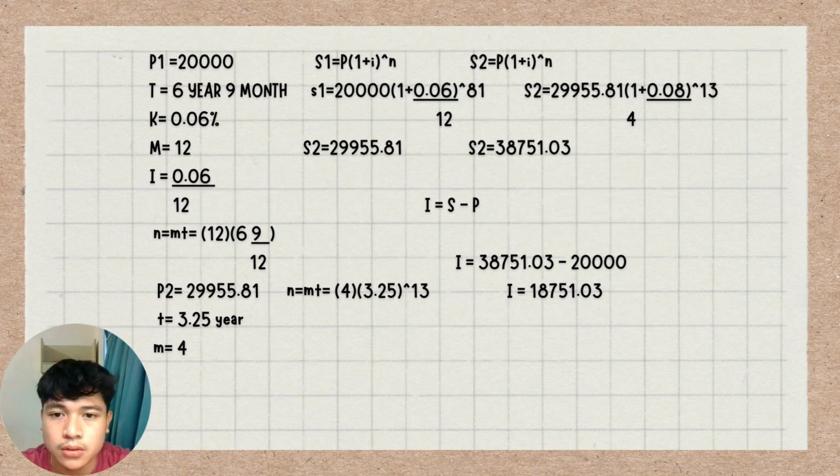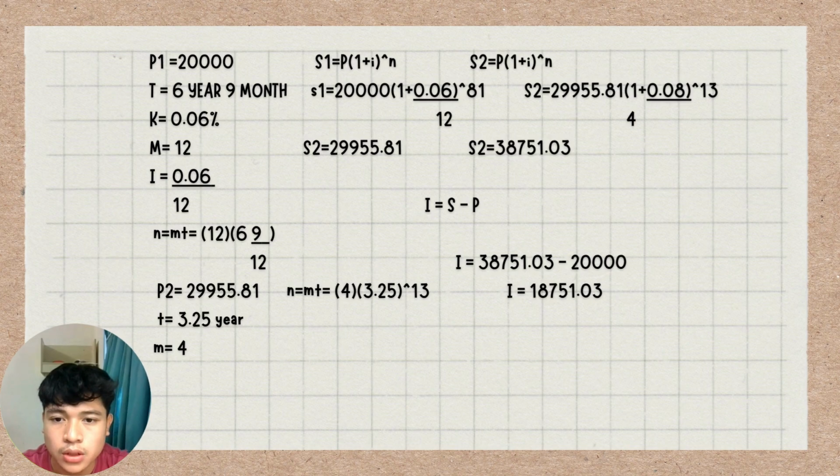For question 2, list out the information from the question. P1 equal to 20,000, T equal to 6 years 9 months, K equal to 0.06, M equal to 12, I equal to 0.06 over 12, N equal to M times T, 12 times 6 and 9 over 12. I'm using the formula S1 equal to P open bracket 1 plus I close bracket to the power of N. S1 equal to 20,000 open bracket 1 plus 0.06 over 12 to the power of 81. Then I get 29,955.81.